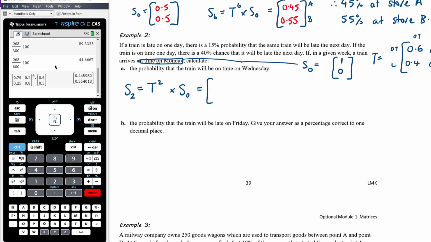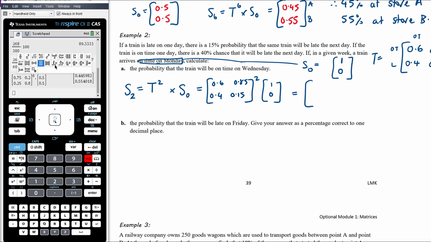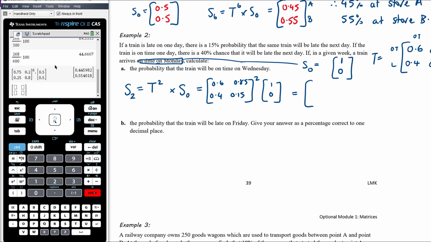So we're doing 0.6, 0.4, 0.85, 0.15, the transition matrix squared, and then multiplying that by (1, 0) to get what are the probabilities of the train being late and on time on Wednesday. Okay, so let's put that in. Let's get our 2 by 2 transition matrix, 0.6, 0.85, 0.4 and 0.15, and we're squaring that and we're multiplying that by (1, 0).